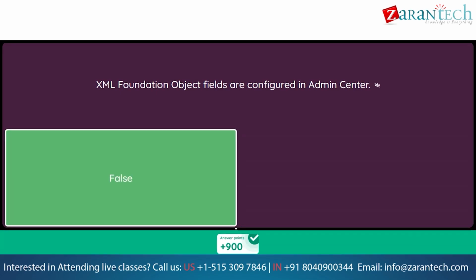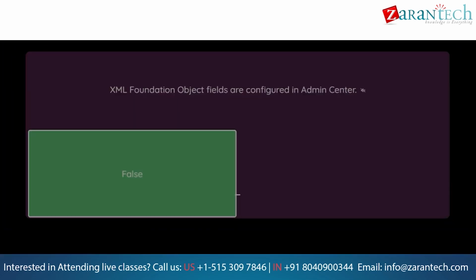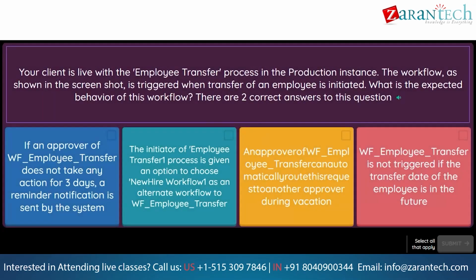Question: Your client is live with the 'employee transfer' process in the production instance. The workflow, as shown in the screenshot, is triggered when transfer of an employee is initiated. What is the expected behavior of this workflow?